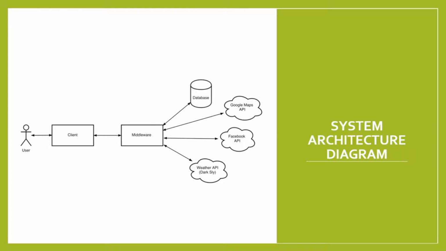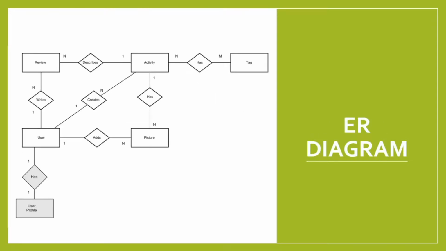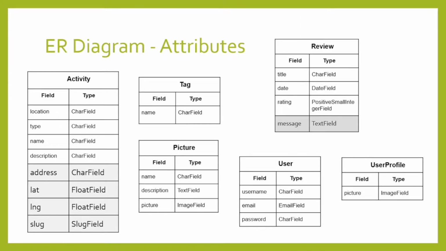For the system architecture, we used Django as the middleware, SQLite as the database, and then Google Maps, Facebook, and the weather APIs. The ER diagram shown here shows the relationships between the entities for our database. And the tables shown here show the fields and types for each of our attributes.